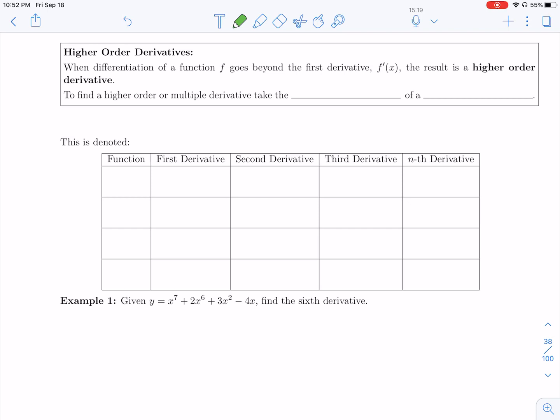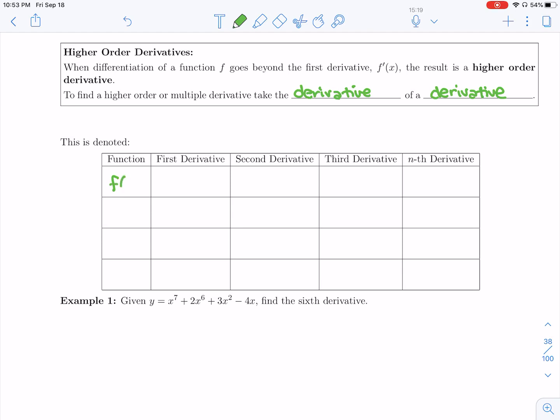When differentiation of a function goes beyond the first derivative, called f prime of x, the result is called a higher order derivative. It's also called a multiple derivative. All we're going to do is keep taking the derivative of a derivative. If you can take a first derivative, you can take a 20th derivative if you want to. Pretty much the hardest thing about this is just remembering to label your functions.